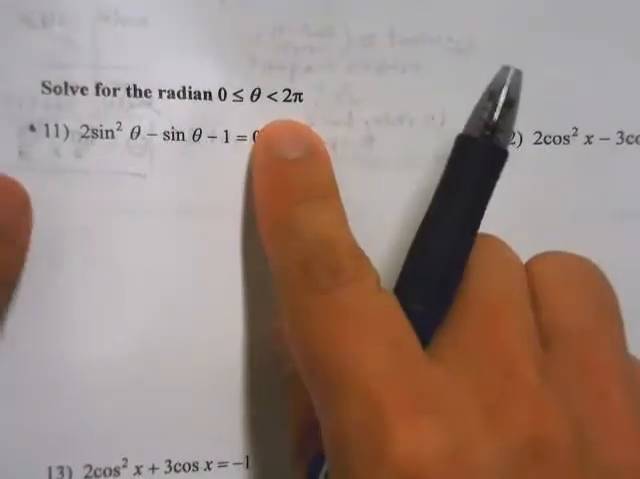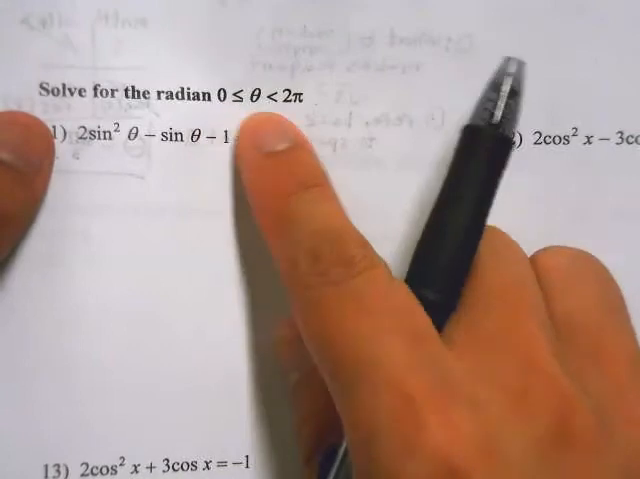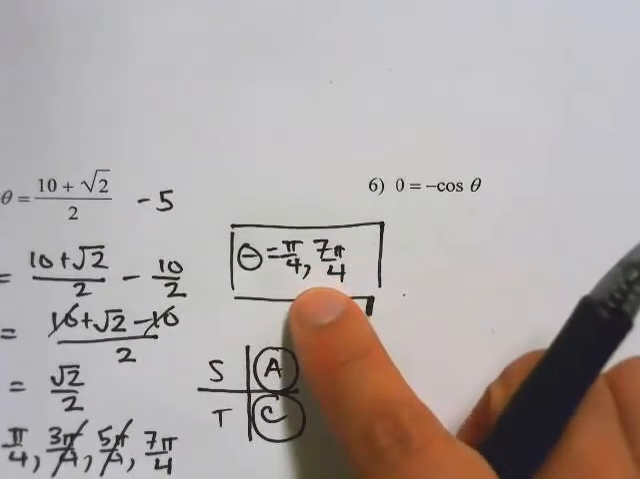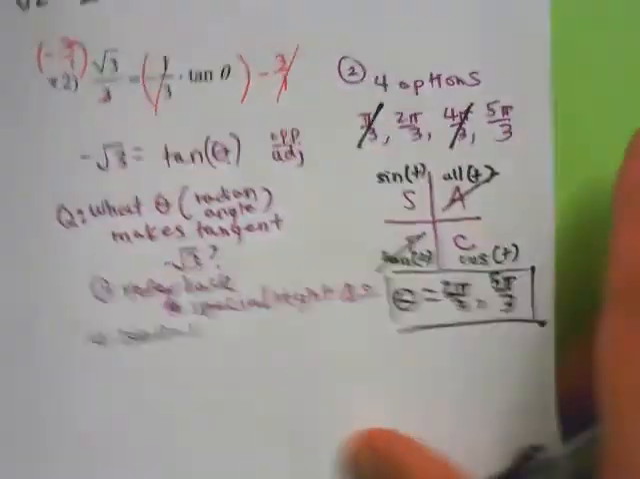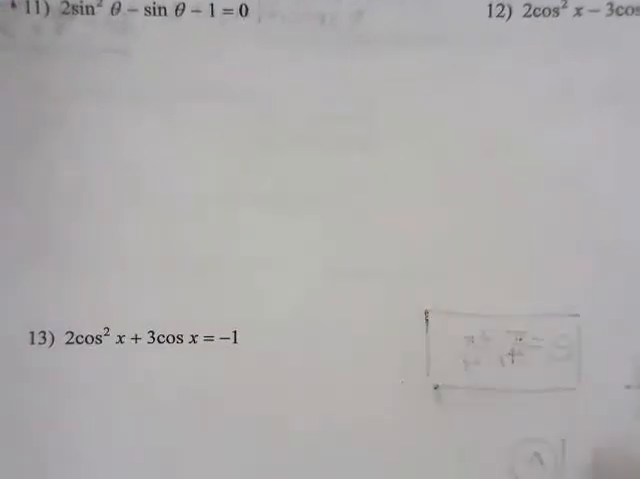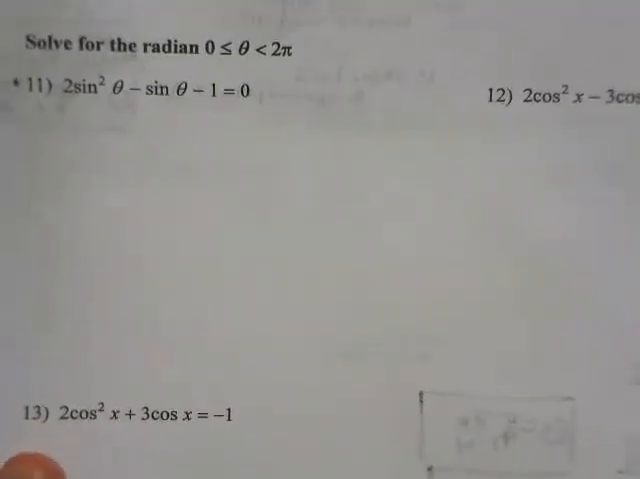So let's go to number 11 right now, and then I'm just going to stop the video. Oh yeah, I do want to make sure our answers are within 0 and 2 pi. These are in between 0 and 2 pi. All right, 11, and then we'll move on to the last video, and I think that's it for this lesson, really.